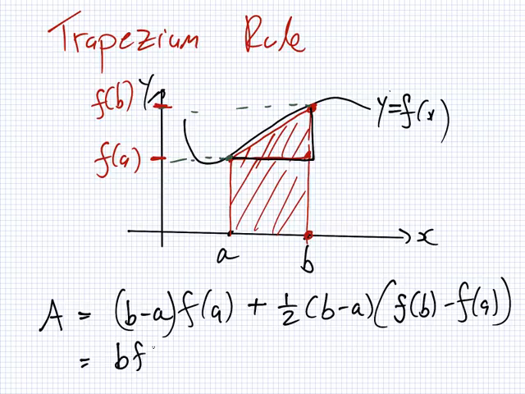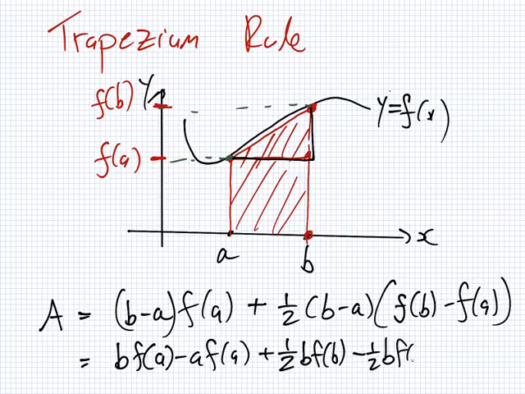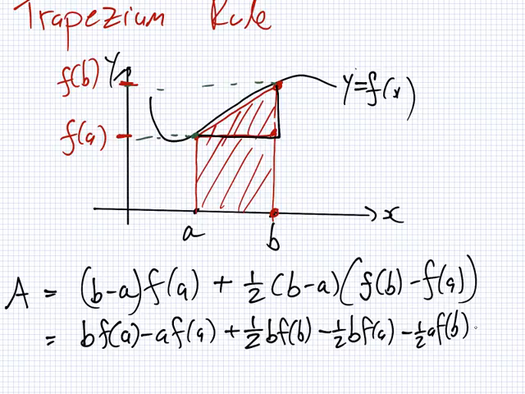You don't have to write this part down just yet. b f(a) minus a f(a) plus a half, and then we have to multiply this out. b f(b) plus a half, no, minus a half b f(a) minus a half a f(b) plus a half a f(a).